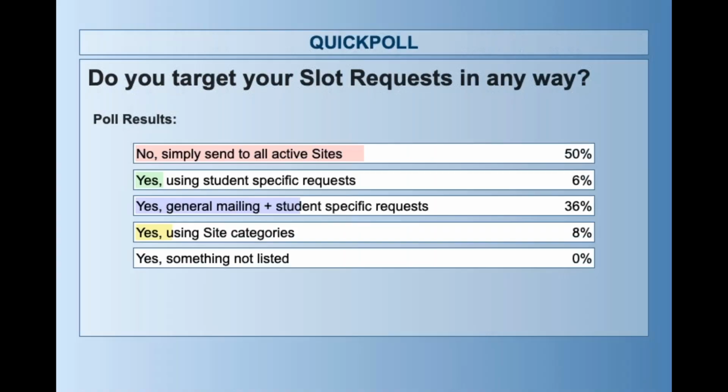And then I will share the results with you folks. It looks like a good chunk of users are just sending out that general email to all active sites, and there's some percentage of you using that general mailing with the student-specific requests. Some of you are just focusing on those student-specific requests and using those site categories. Awesome. It looks like no one chose that last option there.